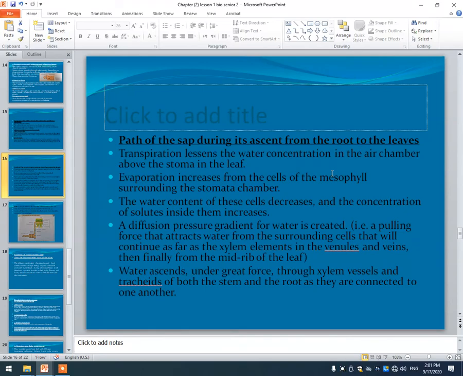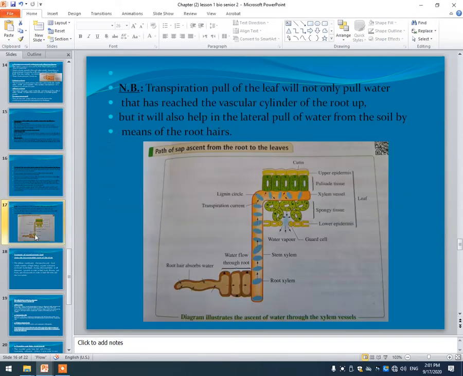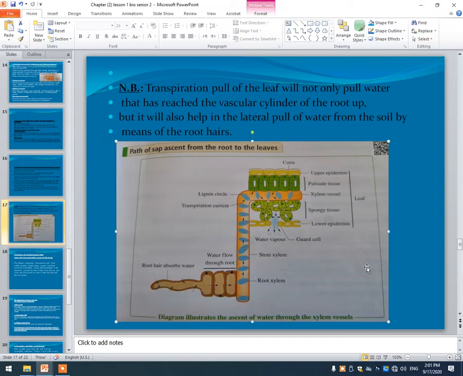What's the path of sap during its ascent from root to leaves? Transpiration lessens water concentration in the air chamber above the stoma in the leaf. Also, evaporation increases from the cells of the mesophyll surrounding the stomata chambers, and the water contents decrease. You can see here the path of sap ascent from the root, a diagram which helps you to show how water ascends through the xylem vessels.